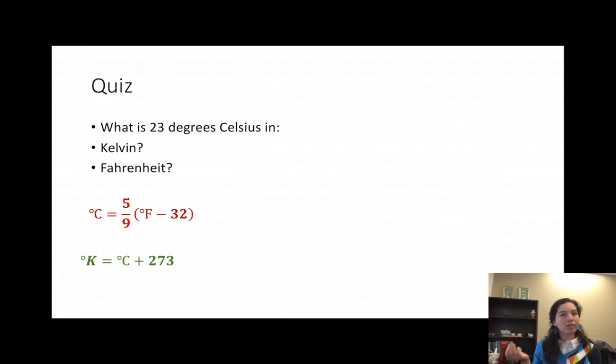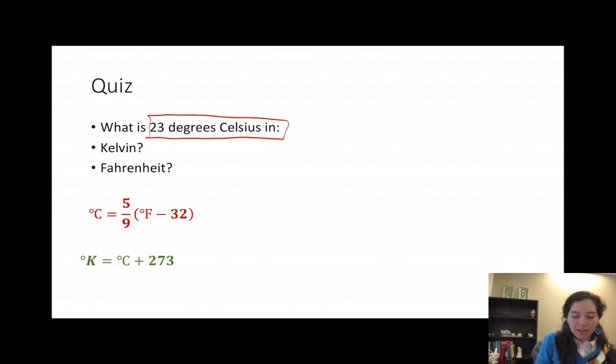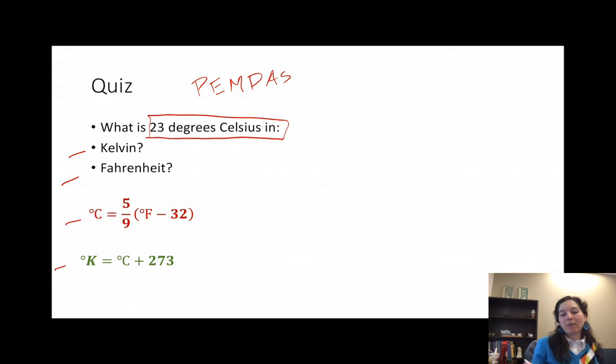Okay, so give this a shot yourself. Find out what 23 degrees Celsius is in Kelvin and Fahrenheit. Here are the equations for you. Remember that this is algebra. You're solving for x. If you need a reminder about how to do this, you might remember PEMDAS, which is the order of operations. In mathematics, we first solve for parentheses, exponents, multiplication, division, addition, and subtraction.